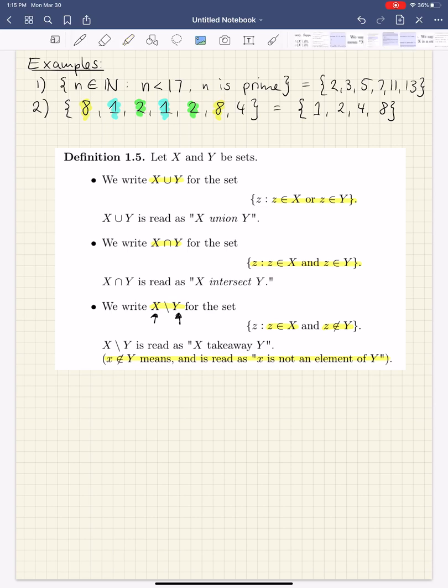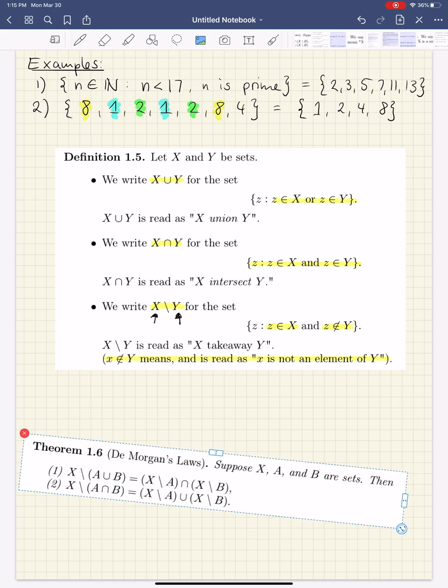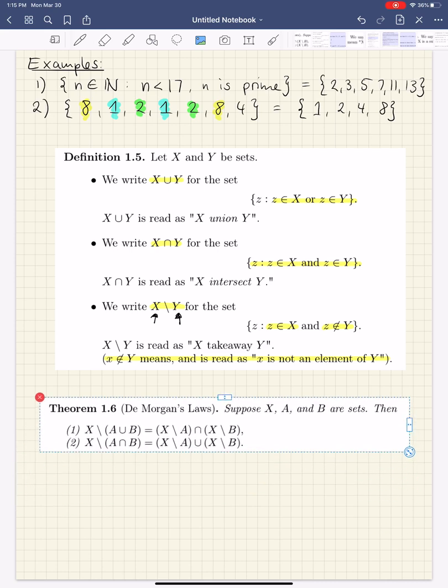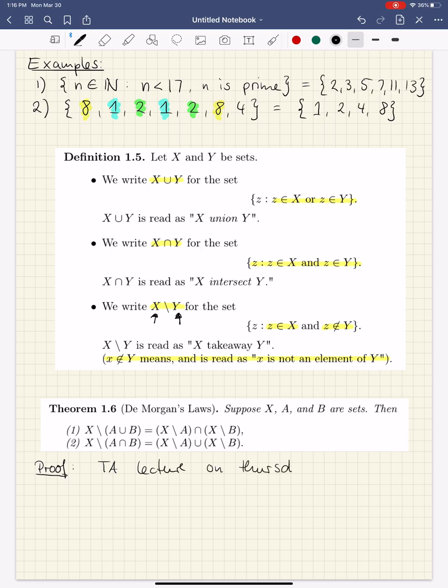Okay, and then we'll get to the last part of the lecture, which is the De Morgan rules. This here will be done in the TA lecture on Thursday, and homework. So one of them is going to be covered in the TA lecture and one of them is homework. You can also find the proof though in the lecture notes.